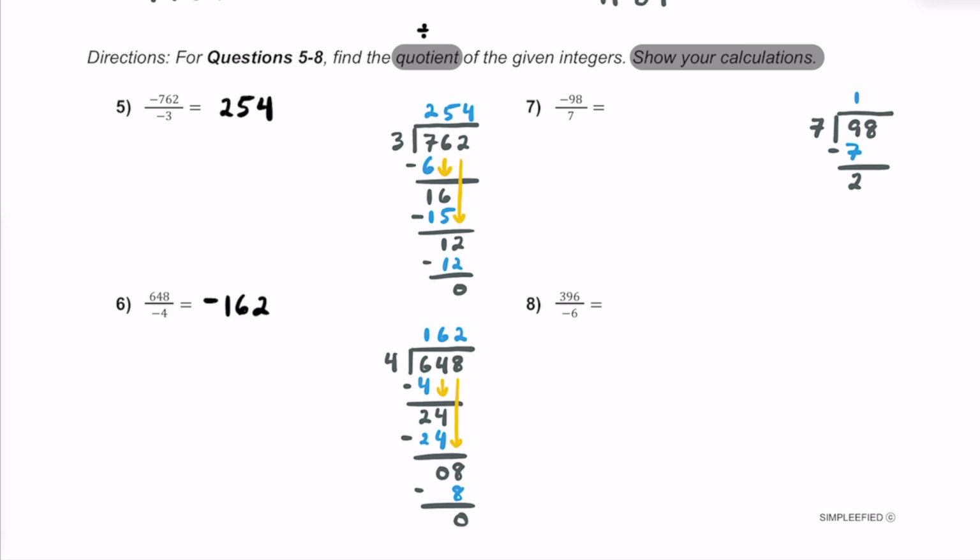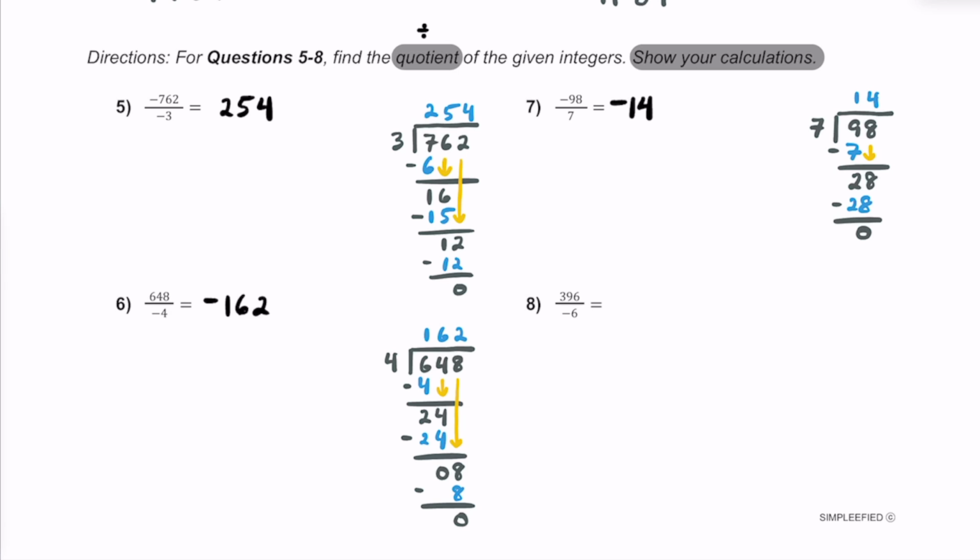So 9 minus 7 is 2. Let's go ahead and bring down this 8. This is going to be 28. 7 into 28 is going to be 4. 4 times 7 is 28. And we see here we have a remainder of 0. So our quotient here is going to be 14. But then ask yourself about the negatives, right? So we have 1 negative in the problem, so we should have the opposite of 14, which is negative 14.